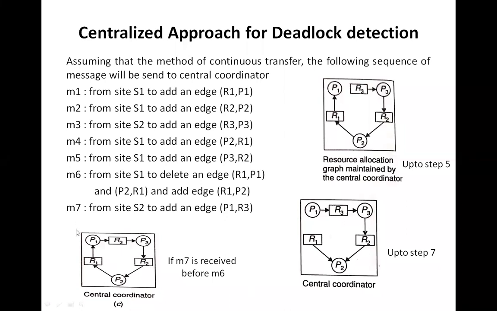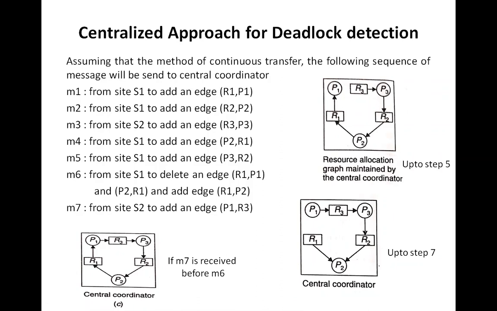Since we are using a continuous transfer of information, which is used to transfer the messages from local to central, this kind of deadlock is called a phantom deadlock. A phantom deadlock is detected just because it happens due to incomplete or delayed information.